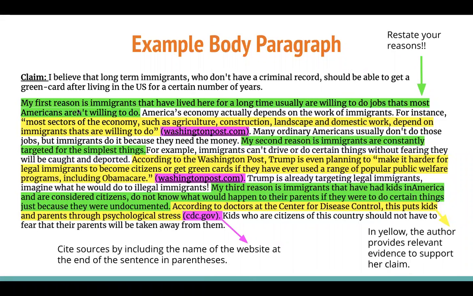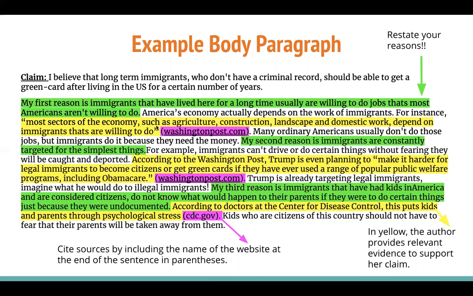My first reason is immigrants that have lived here for a long time usually are willing to do jobs that most Americans aren't willing to do. America's economy actually depends on the work of immigrants. For instance, most sectors of the economy, such as agriculture, construction, landscape, and domestic work, depend on immigrants that are willing to do them, WashingtonPost.com. Many ordinary Americans usually don't do those jobs, but immigrants do it because they need the money.